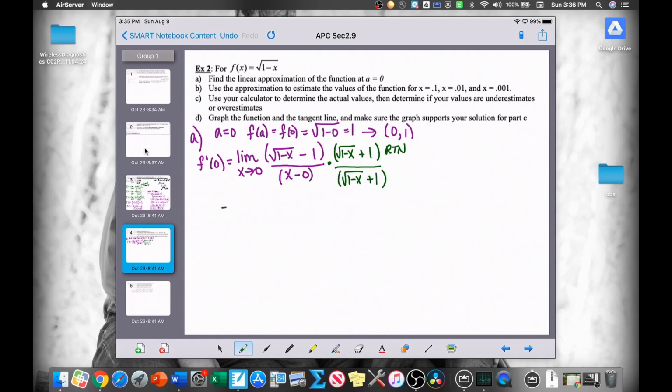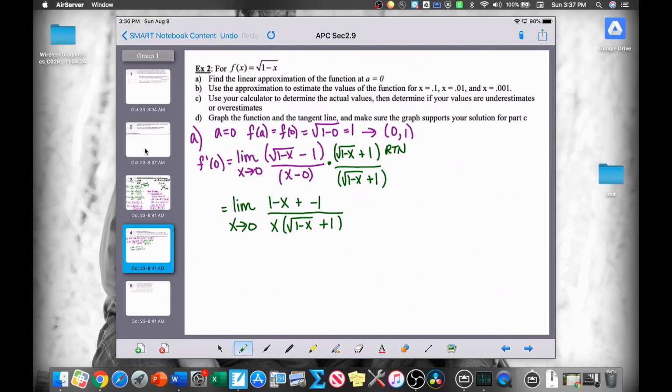And then when I do that, in my next step, I will have the limit as x approaches 0 of, in my numerator, when I FOIL conjugates, I only have to do first and last, inner and outer cancel. So square root of 1 minus x times square root of 1 minus x gives me 1 minus x. And negative 1 times positive 1 gives me negative 1. In the bottom, x minus 0 is just x. And again, I don't want to distribute that. I want to leave it because I am hoping to cancel that x. So I'm going to leave it separate.